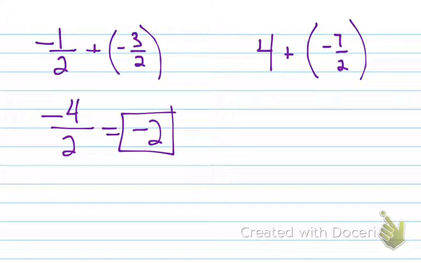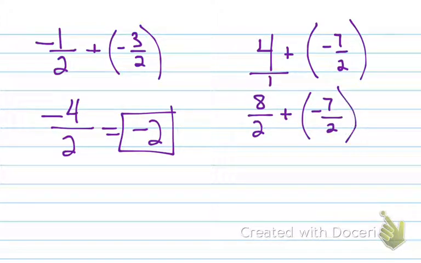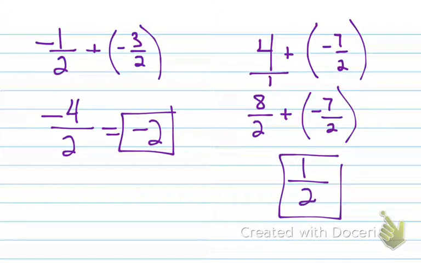Okay. Now on the second one, I turn my whole number into an improper fraction, and I had to multiply by 2 so that my denominators could be the same. Now, what is 8 minus 7? 1/2. Who got that one right? Okay, or maybe just weren't quite finished. Okay, any questions on example 1?